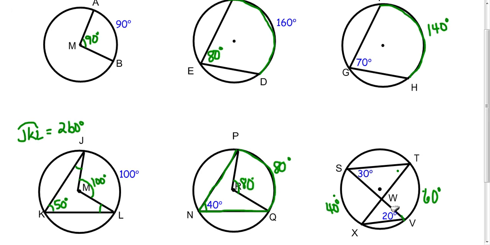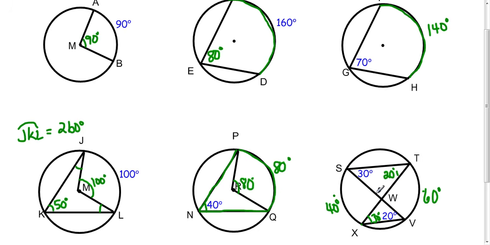So then a question might come up with, what is this angle right here at T? Well, if you look, this angle at T, the intercepted arc is 40 degrees. So the inscribed angle would have to be half of that, which is 20. And then likewise with this angle, if you're asked to find this angle here, the intercepted arc would be 60 degrees, so this would be half, which would be 30 degrees.